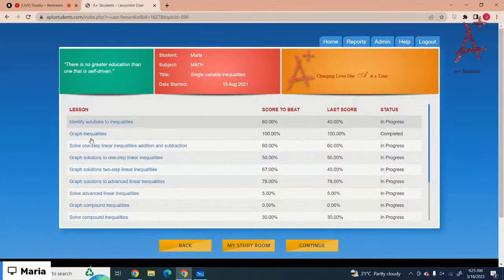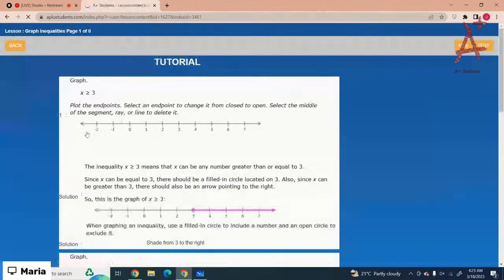Now we're going to learn how to graph the inequality. So let's just start with x is greater than or equal to 3. The first example is x is greater than or equal to 3. You need to see how to graph these inequalities. Got it? Plot the endpoints. Select an endpoint to change it from closed to open. Select the middle of the segment, ray or line to delete it.